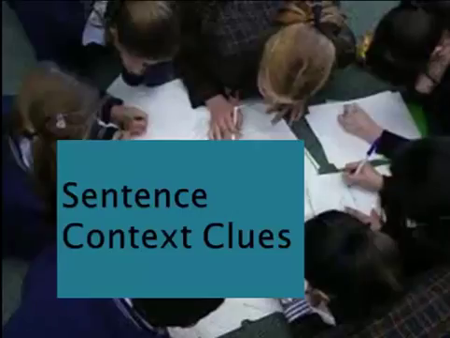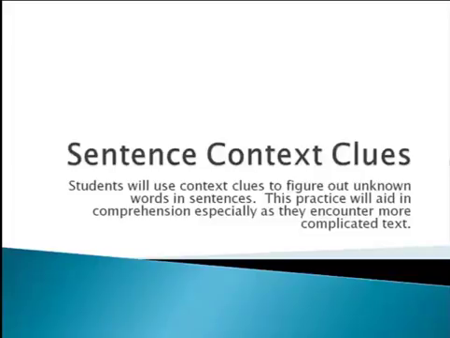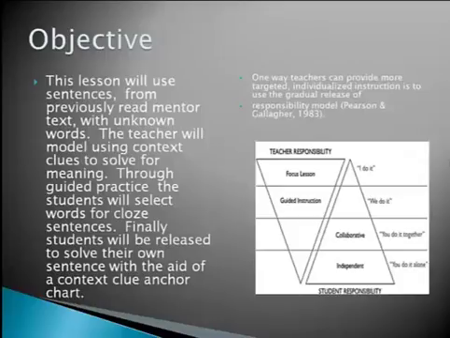This module will focus on sentence context clues based on the second grade Common Core standard. Students will use context clues to figure out unknown words in sentences. This practice will aid in comprehension, especially as they encounter more complicated text. This lesson will use sentences from previously read mentor text with unknown words.